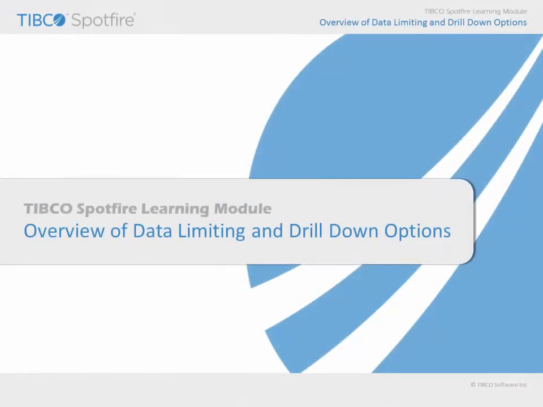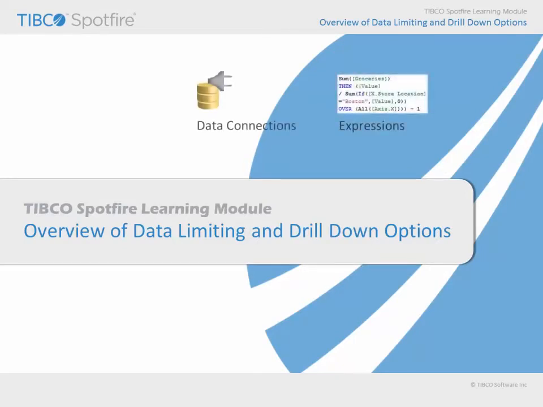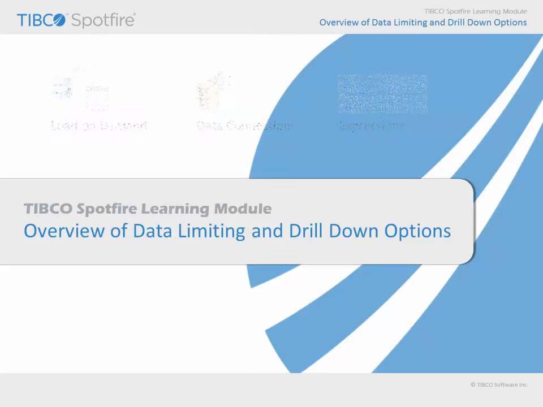In this learning module, we will take a sweeping look at the ways in which you can interactively limit data displayed in Spotfire visualizations and drill down to get more information about items of interest. Although expressions, in-database data connections, and load-on-demand data tables may also be configured to achieve data limiting goals, our primary focus in this module will be upon the interactive features of marking and filtering.